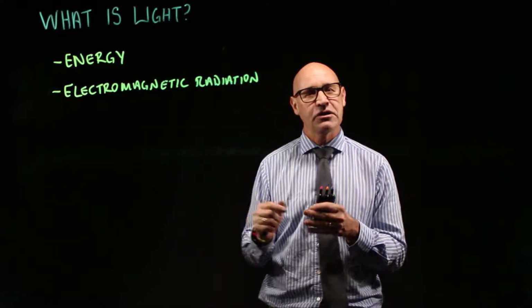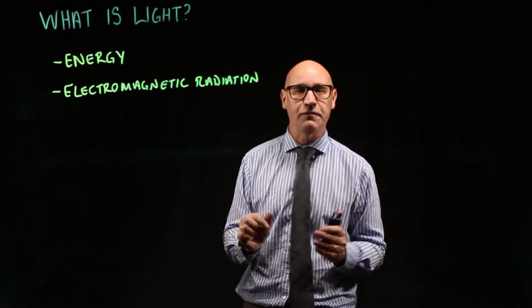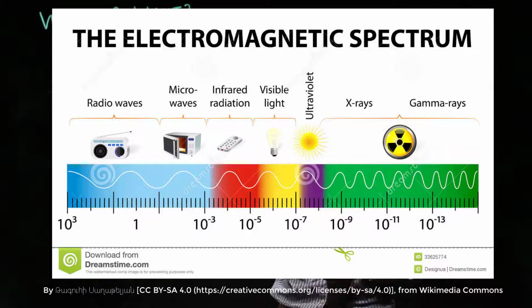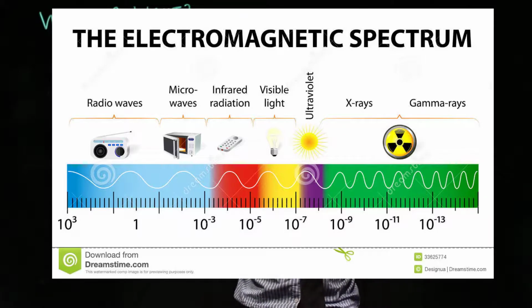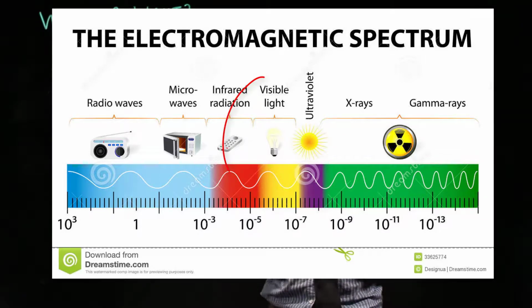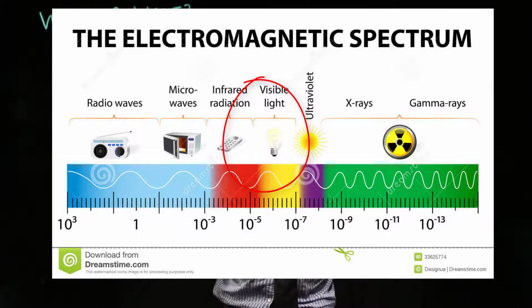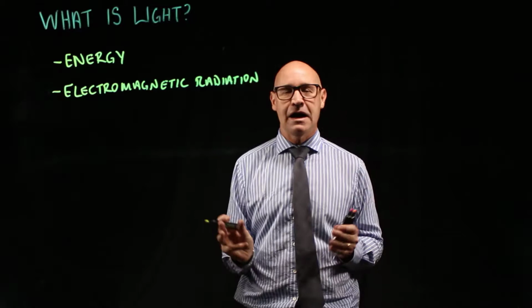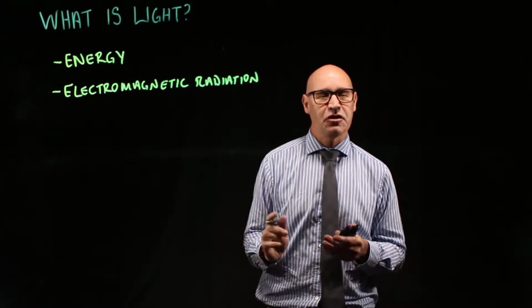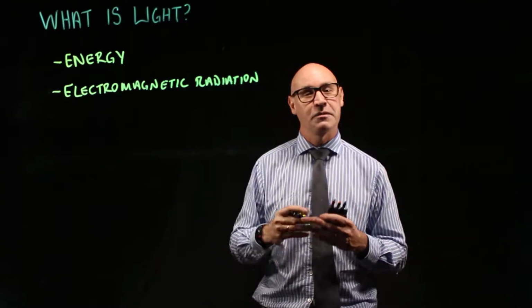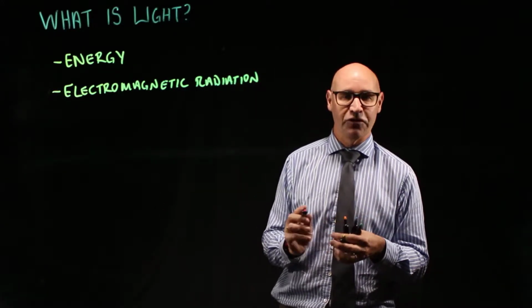The electromagnetic spectrum is a whole spectrum of different types of radiation. On one end we've got gamma rays, on the other end we've got radio waves. In between we've got other things like ultraviolet and X-ray and microwaves. But the little part in the middle is what we call visible light. So it's only just one little part of the electromagnetic spectrum. So when we think about light, we're thinking about that part of the spectrum that is visible. So we call it visible light.